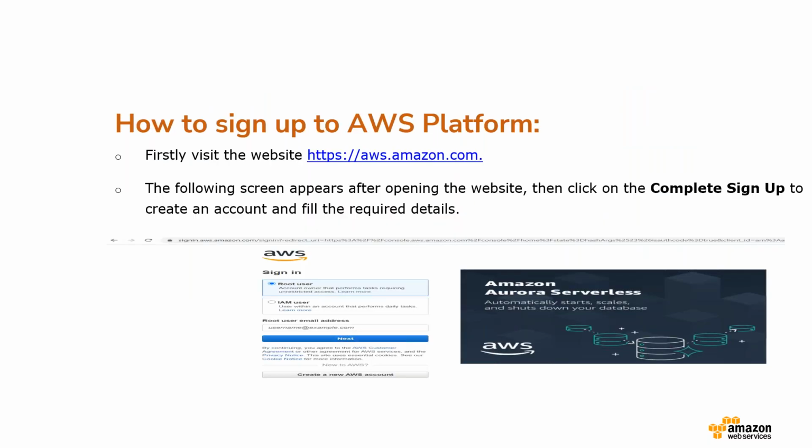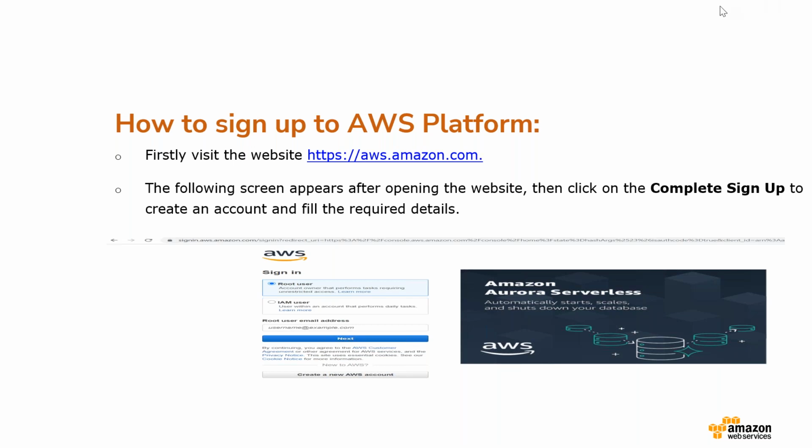Now, how to sign up to the AWS platform? This is very important. As I said, you should create the AWS account at least by next weekend, because each and every day, whenever I complete a service, you have to practice more and more. Without practicing, you won't be able to understand, and after a few days you'll forget. So I request everyone to practice more, and for that I request you to create the AWS account first.